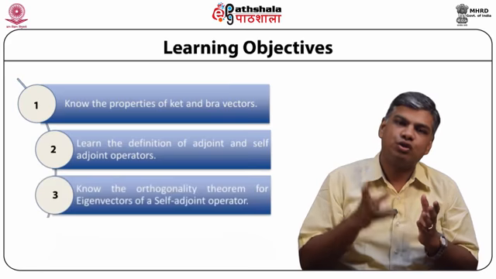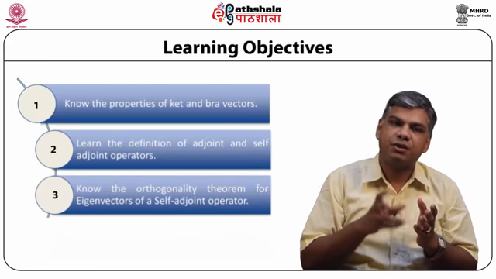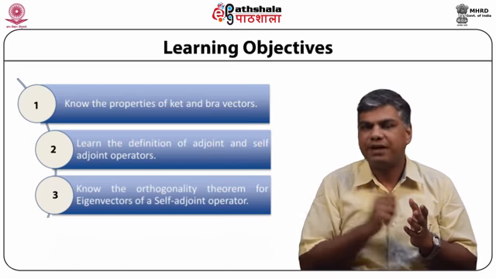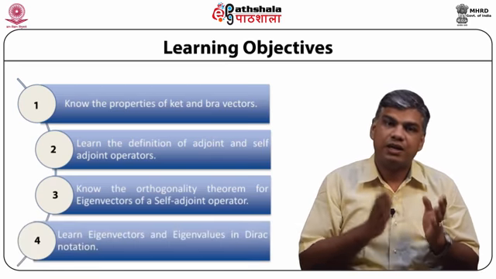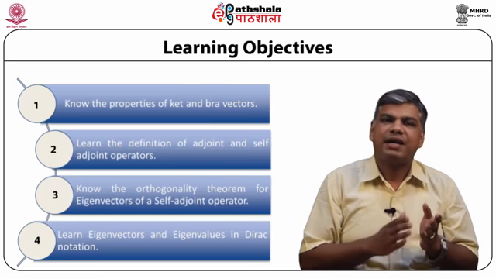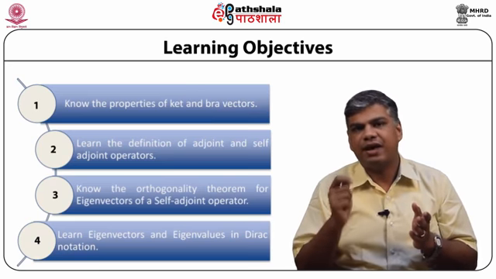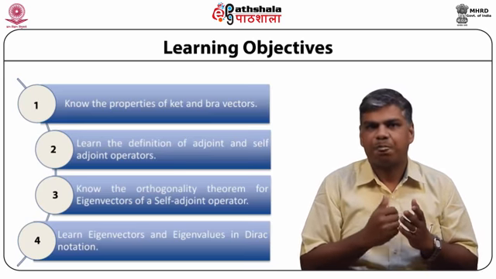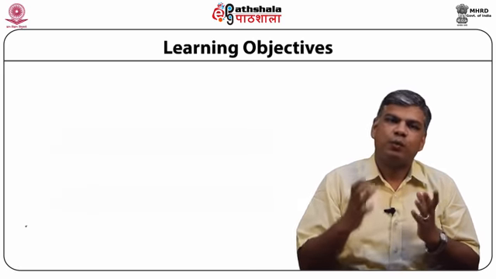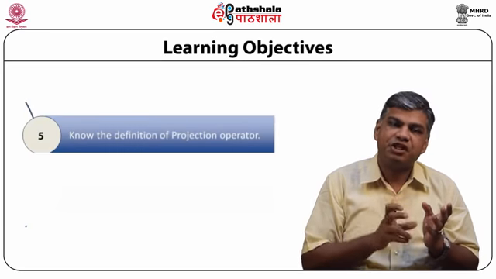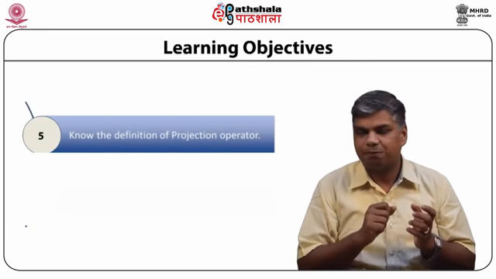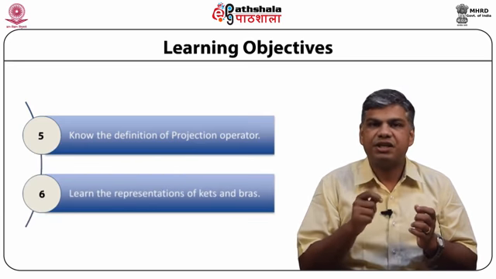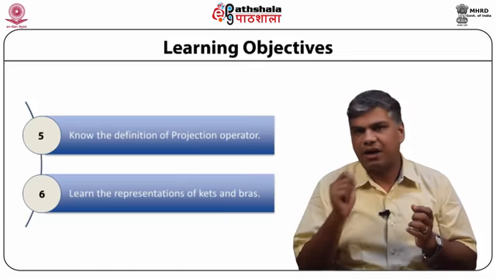Then we'll also know the orthogonality theorem for eigenvectors of a self-adjoint operator. We'll learn the eigenvectors and the eigenvalues in the Dirac notation, and we'll see how these are defined. Followed by that, we'll also know the definition of the projection operator. And finally, we'll learn the representations of kets and bras.